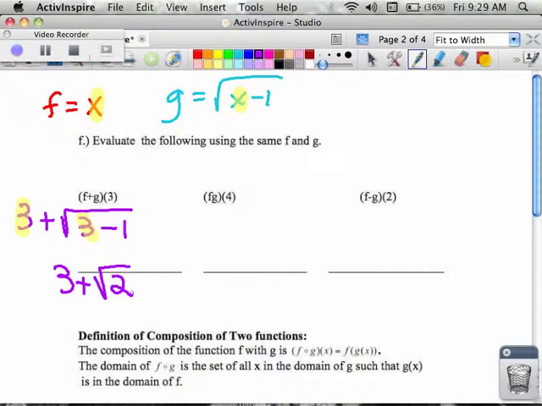And the next one I'm just going to multiply. So this time, when I multiply, I'm going to have 4 times the square root of 4 minus 1. Or in other words, 4 square root of 3.